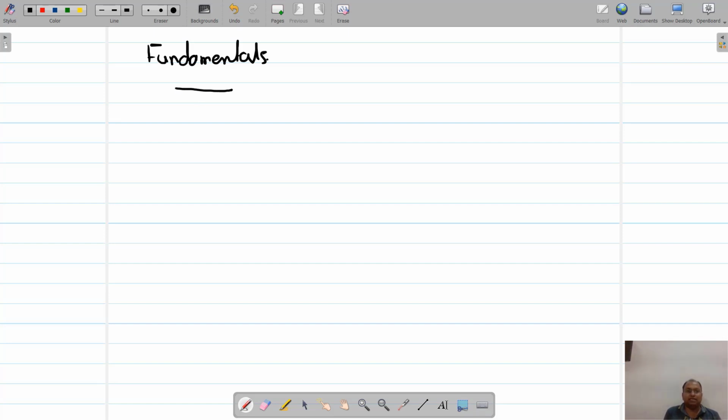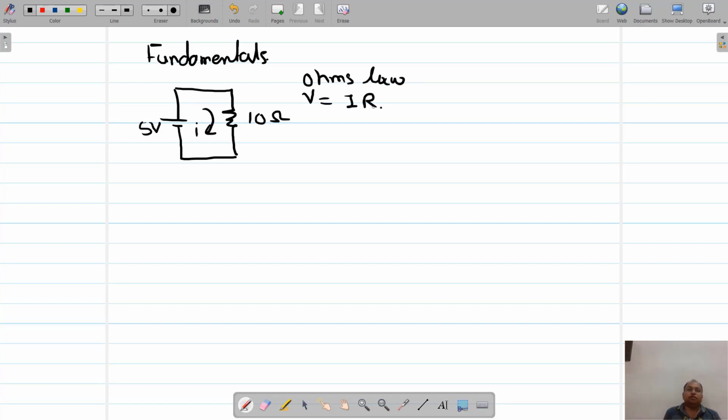So a very simple circuit is there, one resistor and one DC voltage, right? Let us say this is a 5 volt source, and let us say this resistor is of 10 ohm. How do we find the current? By means of Ohm's law. By means of Ohm's law, we can write V equals I R, right?